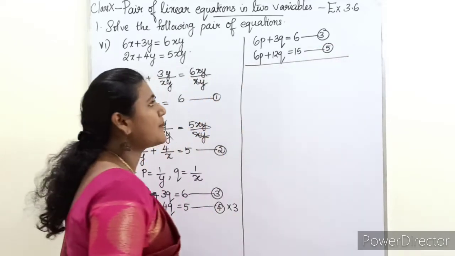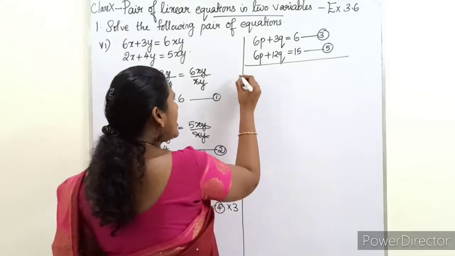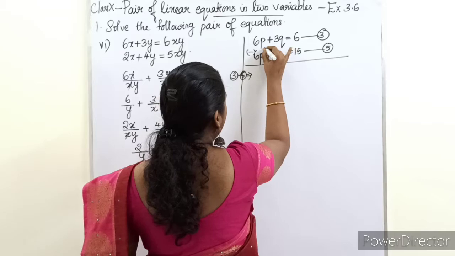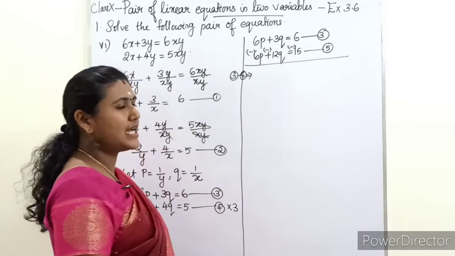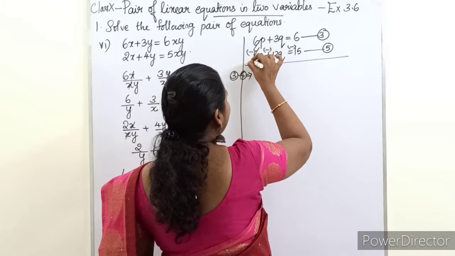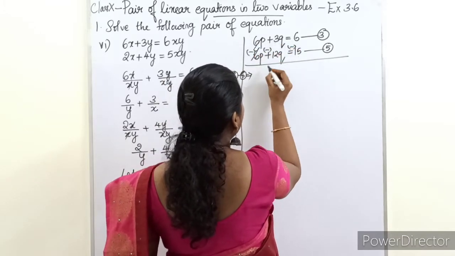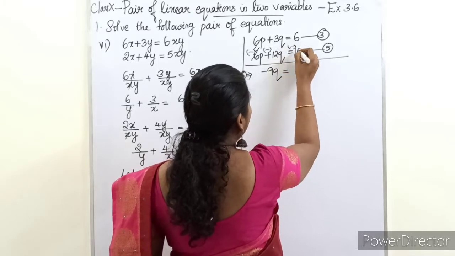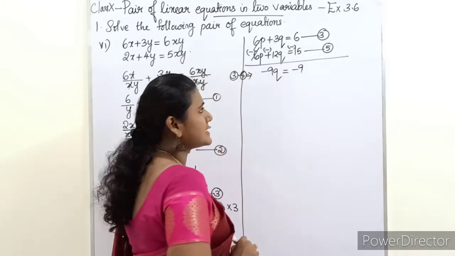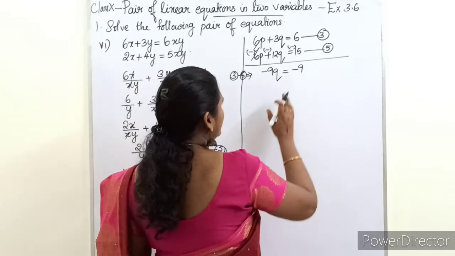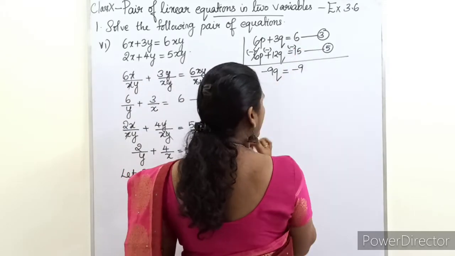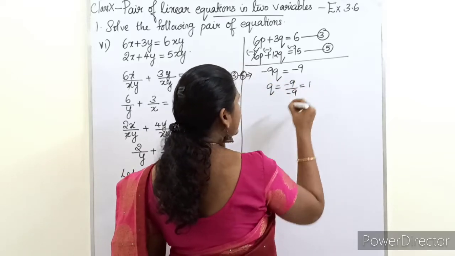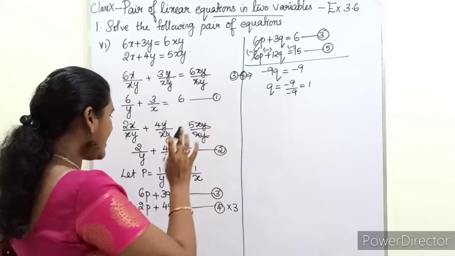Now we are going to subtract these two equations, equation 3 minus 5. When you subtract, the sign of the terms of the second equation will change. So these two will get cancelled. Here 3Q minus 12Q, that is minus 9Q, is equal to 6 minus 15, that is minus 9. Now Q is equal to minus 9 by minus 9, that is equal to 1. So we got the value of Q here.